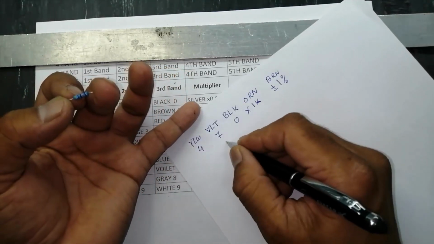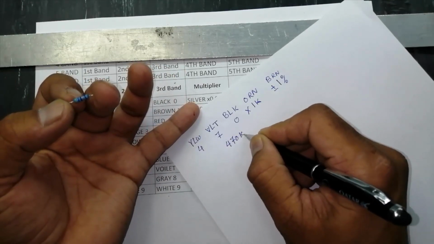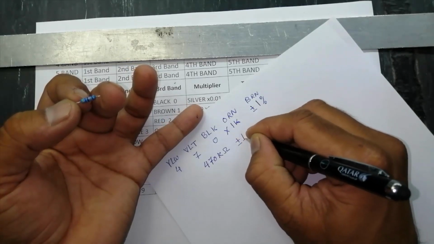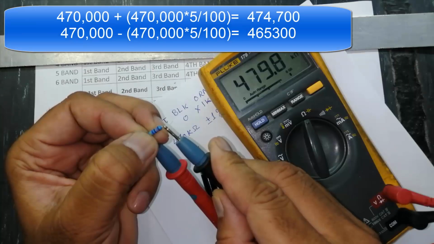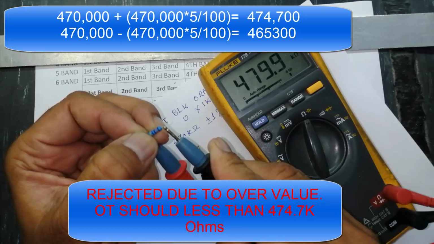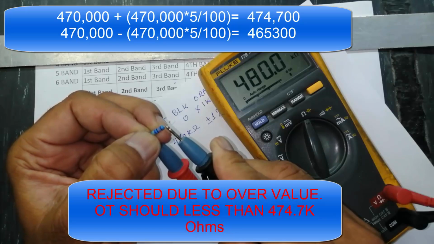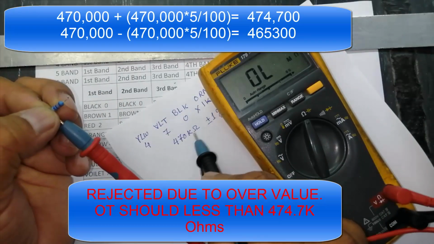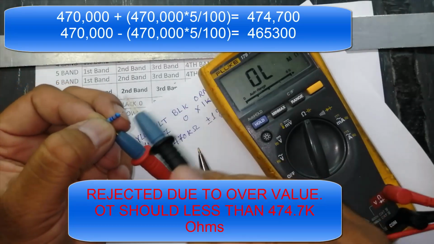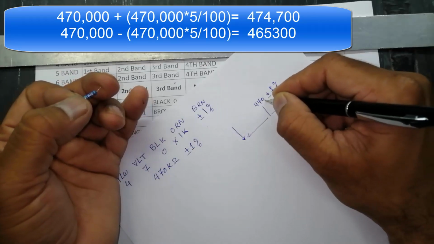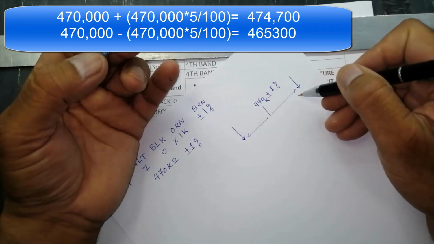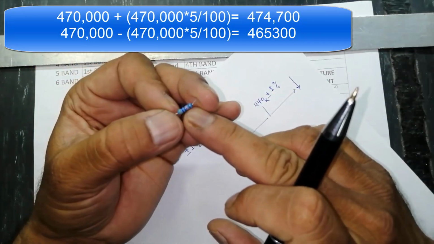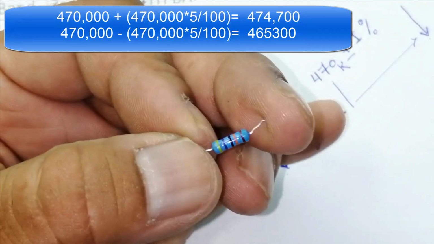Let's calculate. 470 kilo ohm plus minus 1%. It is 479.8 kilo ohms, 480K. So our value should be 470, but it is plus minus 1%. 470K plus minus 1%. If the value becomes between these, that means this resistor is good. Otherwise, we have to change it.